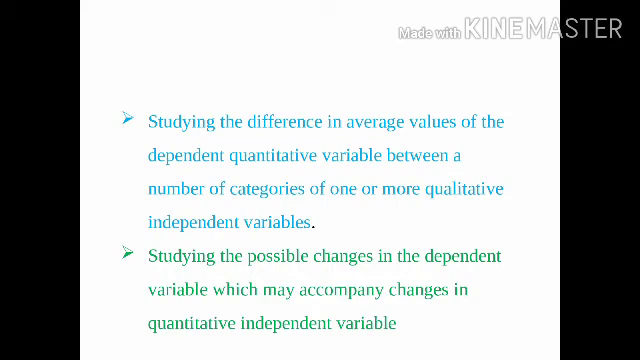The second category is studying the possible changes in the dependent variable which may accompany changes in quantitative independent variables. For example, studying the possible changes in systolic blood pressure values which may accompany changes in the age of the subjects. In that situation, we apply correlation and regression analysis techniques.